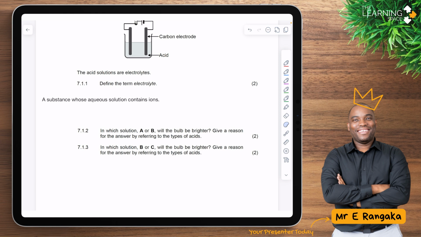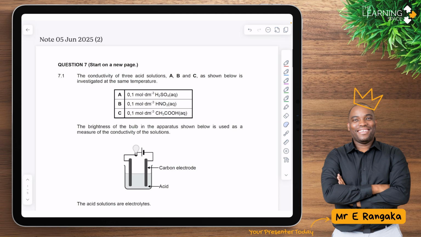7.1.2, in which solution, A or B, will the bulb be brighter? Give a reason for your answer. So when looking at 7.1.2, let's first consider what A and B have, right? So we can see there A is 0.1 moles per decimeter cubed of H2SO4, B is 0.1 moles per decimeter cubed of HNO3. Those are both strong acids, as you should know your strong acids. So what can we use to differentiate them?